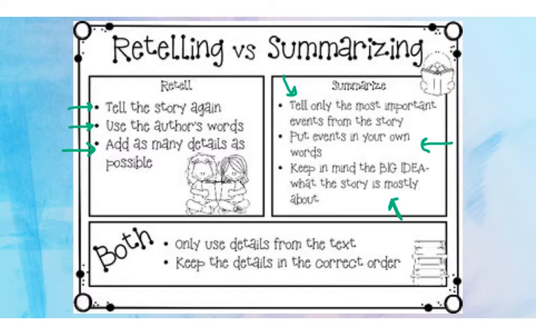Both retelling and summarizing only use details from the story. They don't add anything to it. And then they keep the details in the correct order. Those are two really important parts of retelling and summarizing.